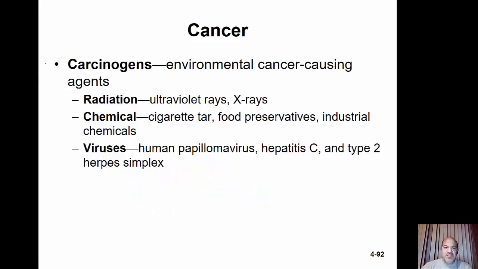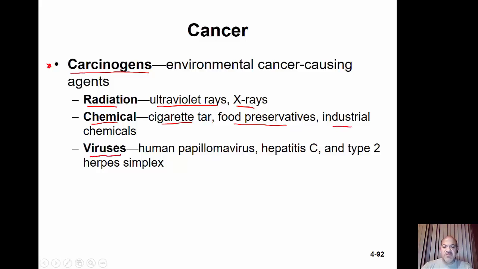Now there are agents in the environment that do cause cancer, so if you're exposed to them, your risk of getting cancer is greater. They're called carcinogens. One of them is radiation, including ultraviolet rays from the sun. This is where skin cancer is a problem. X-rays can be a problem too. If you get too much X-rays, that could be an issue. There are chemical agents like the tar from cigarettes, and food preservatives, like the nitrates in preserved meats, which get converted into carcinogens once they hit your stomach acid. And lots of industrial chemicals are known carcinogens.